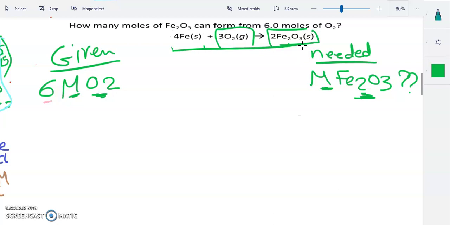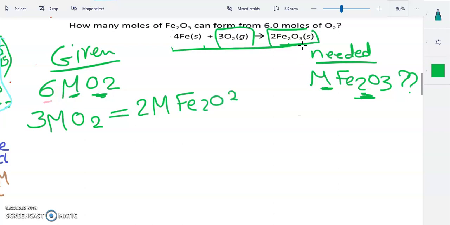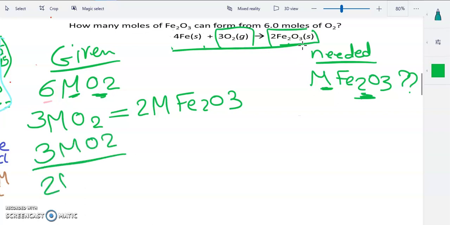So here from this equation, you can say that 3 moles of oxygen form 2 moles of Fe2O3. And then you can have 2 conversion factors, like so, or like so.